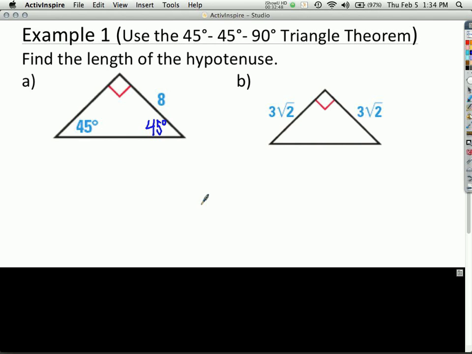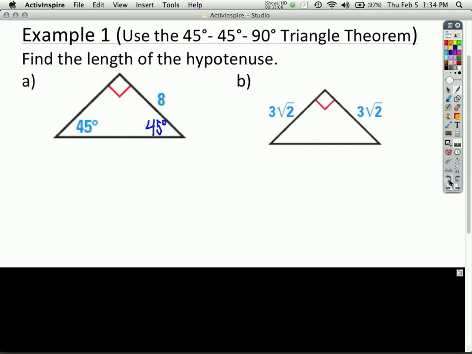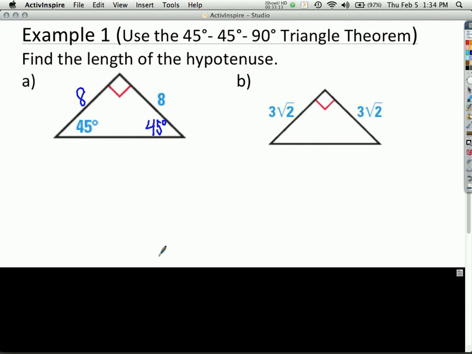Now we can use the relationship that comes out of that. And the relationship is this, that the legs are equal to each other, and they're both called x. But in this case, we have the measurement, so we now know that that's going to be 8. So we figured out that length. And now the length of the hypotenuse. The hypotenuse will always be radical 2 times the length of a leg. 8 radical 2.